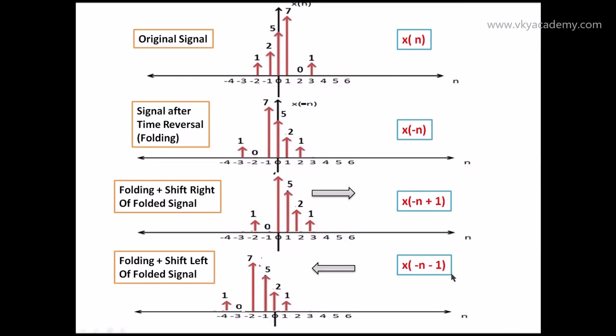Now let us plot x of minus n minus 1. As we discussed already, for x of minus n minus k, the signal x of minus n will shift left by k unit. So we need to plot x of minus n minus 1. So the signal x of minus n will shift left by 1 unit. You can see here, this is my original signal. The whole signal is between minus 3 and 2. Now the signal has a new range between minus 4 and 1. So basically I can say that the whole signal has been shifted to the left by 1 unit. So this is how the folding as well as folding plus shifting operation occurs.